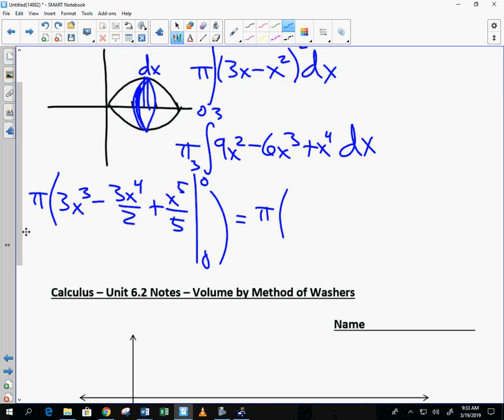Plug in the 3. 3 cubed times 3. 81. 3 to the fourth times 3. Very good. Yep, 3 to the fourth is 81. Times 3 is actually 243. That's where we're going to stop. We're going to stop at 243, right? Yes. And then x to the fifth over 5, 3 to the fifth. That's another 243.